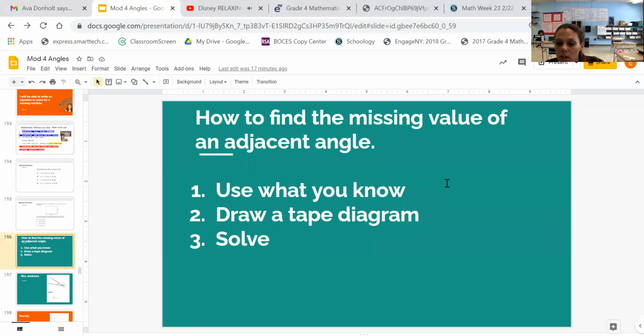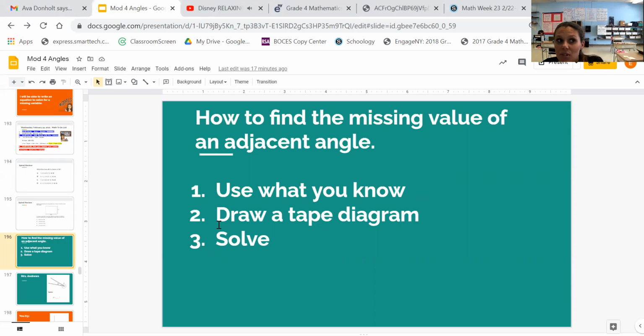So first, use what you know. Read those directions. Mrs. Barnes was telling us yesterday, if they're giving us information, why not use it? We're going to draw our tape diagram to model what we know, and that will help us build our equation and find our answer. And then, of course, we're going to solve it.